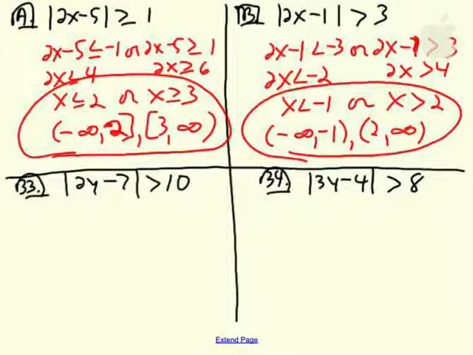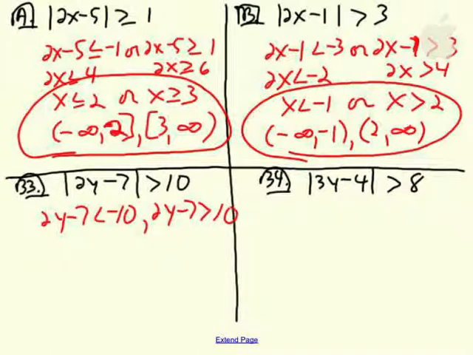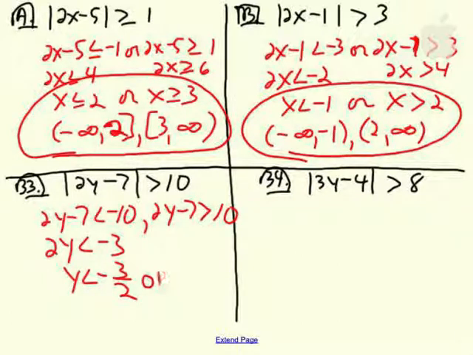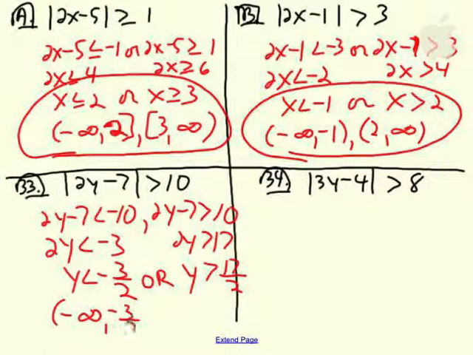In 33, this is wings again. So 2y minus 7 has to be to the left of minus 10, or, use a comma, 2y minus 7 has to be greater than 10. Now solve each. 2y is less than minus 3, so y is less than minus 3 halves. Or the other one, 2y is greater than 17, so y is greater than 17 halves. So minus infinity to minus 3 halves, or 17 halves to infinity.